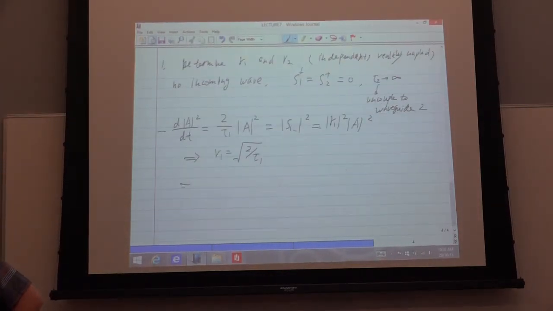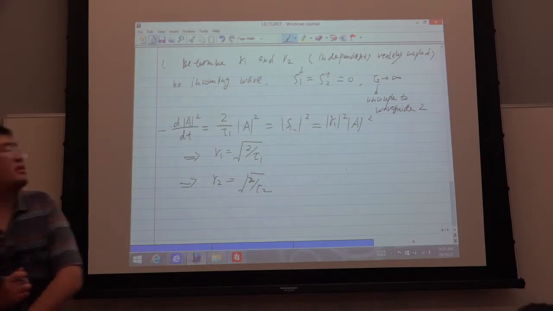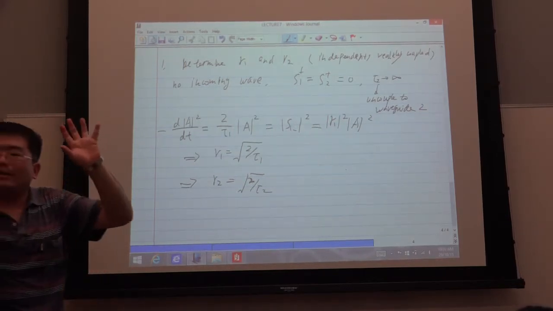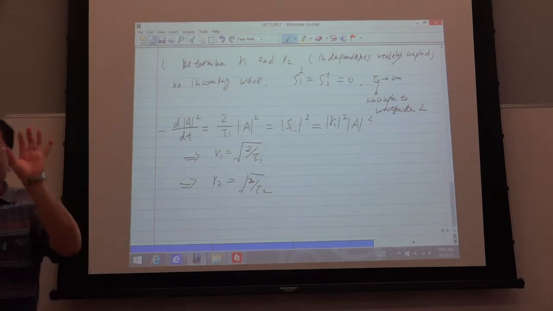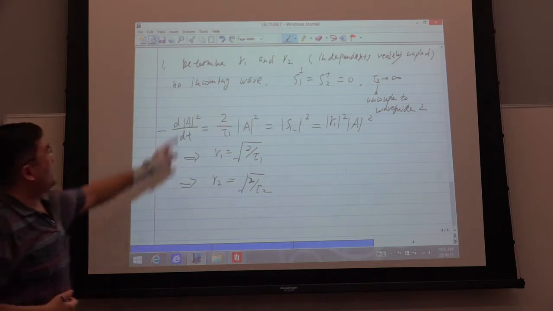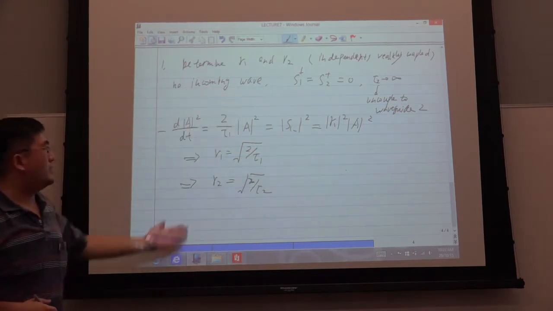Similarly, gamma 2 equals 2 over tau 2. This is similar, because the two waveguides are independent of each other. It's weakly coupled, not strongly coupled. Well, this is the first way to determine gamma 1 and gamma 2. This is very simple.